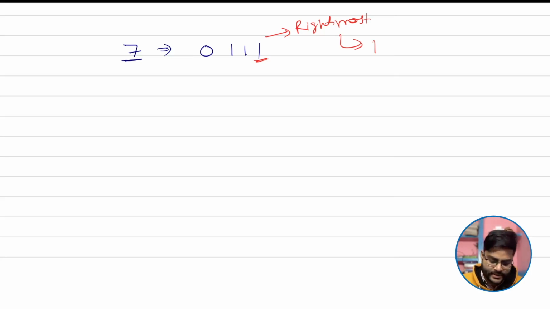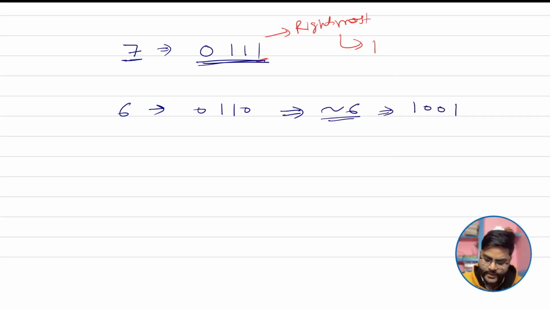If I take one number previous, that will be nothing but 6, right? And what is the binary value of 6? It is 0 1 1 0. Now I want to find the rightmost set bit. What if I invert this? If I invert 6, it will be 1 0 0 1. And if I do bitwise AND of this and this, we will get our rightmost set bit.